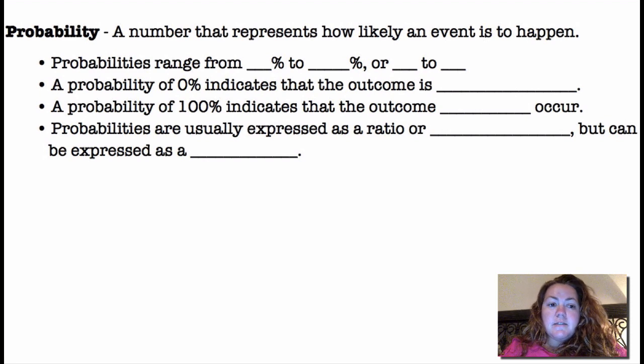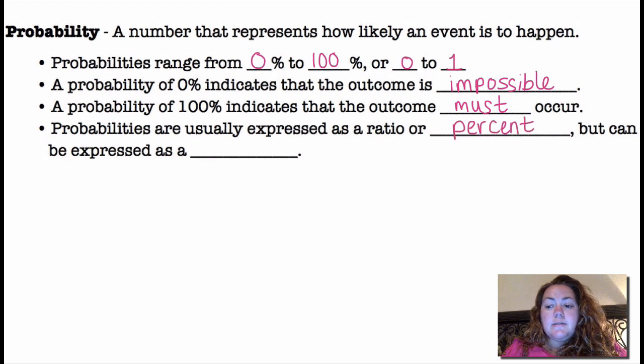But the basics. Probability is a number that represents how likely an event is to happen. Probabilities range from 0% to 100%, or 0 to 1. A probability of 0% indicates that the outcome is impossible. A probability of 100% indicates that the outcome must occur. Probabilities are usually expressed as a ratio or a percent. A ratio is just a fancy word for a fraction, but can be expressed as a decimal.